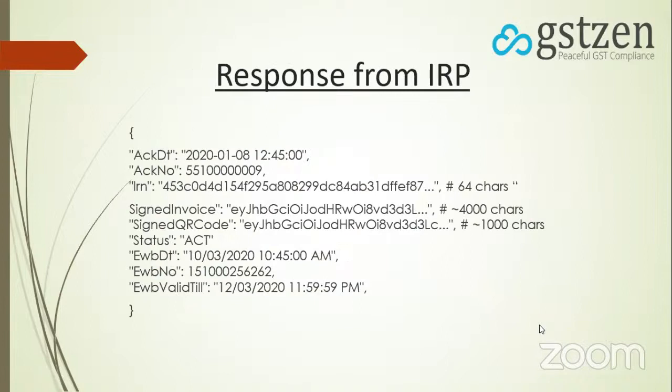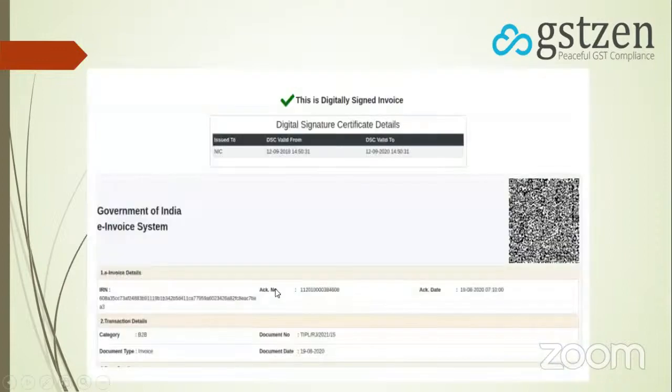This is what a response from IRP looks like. It will give you the acknowledgement date, that is the date on which you have generated the e-invoice, acknowledgement number, IRN, signed invoice, signed QR code, its status, whether it's active or cancelled, and if you have generated e-way bill, the e-way bill details as well. This is what a PDF generated by the e-invoice portal looks like.